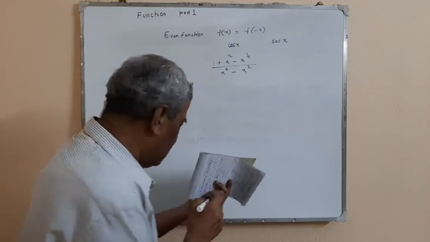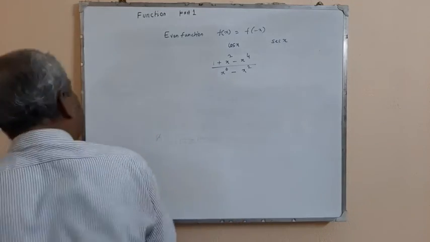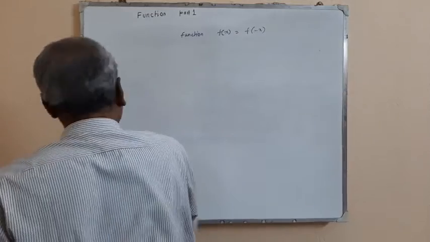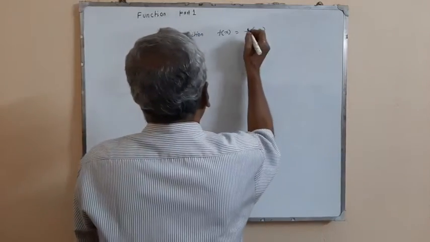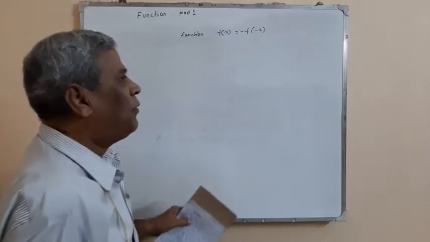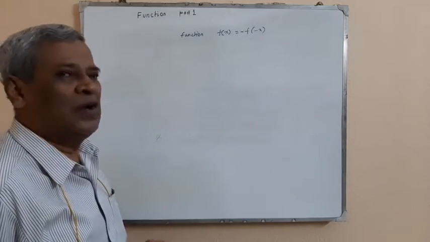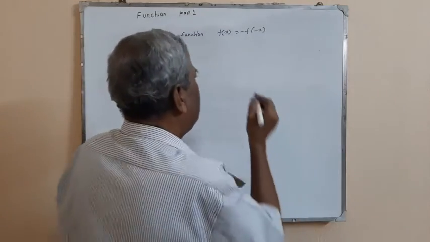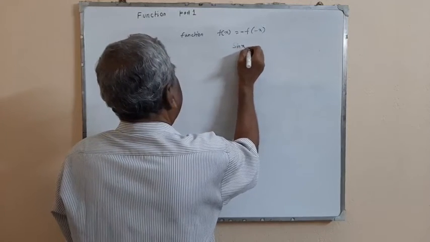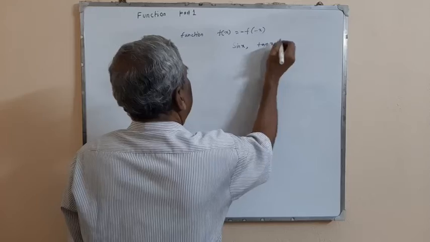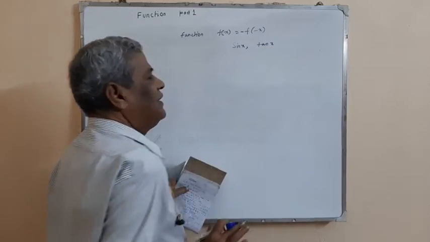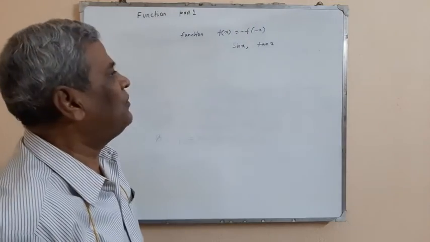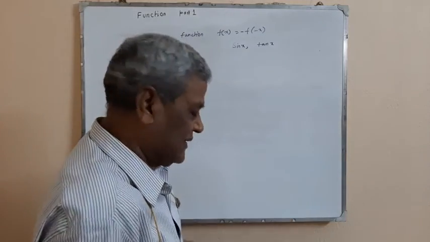Similarly, for odd function, if a function is such that f(x) is equal to -f(-x), then it is called an odd function. In trigonometry, sine function, tan function, obviously cosec function, cot function, they are odd functions because they satisfy this property, f(x) is equal to -f(-x).